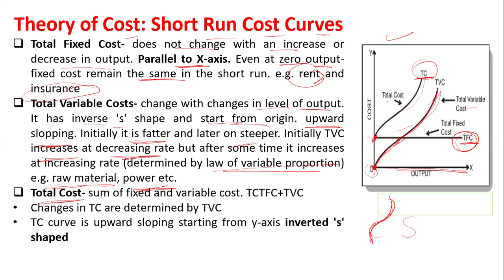Now what is the total cost? The total cost is nothing but fixed cost plus variable cost. So TC equals total fixed cost plus total variable cost. The change in total cost is determined by the total variable cost, because variable cost is also changing. The total cost curve is upward sloping, starting from the y-axis, and you can see it touching the y-axis and then taking an inverted S shape.